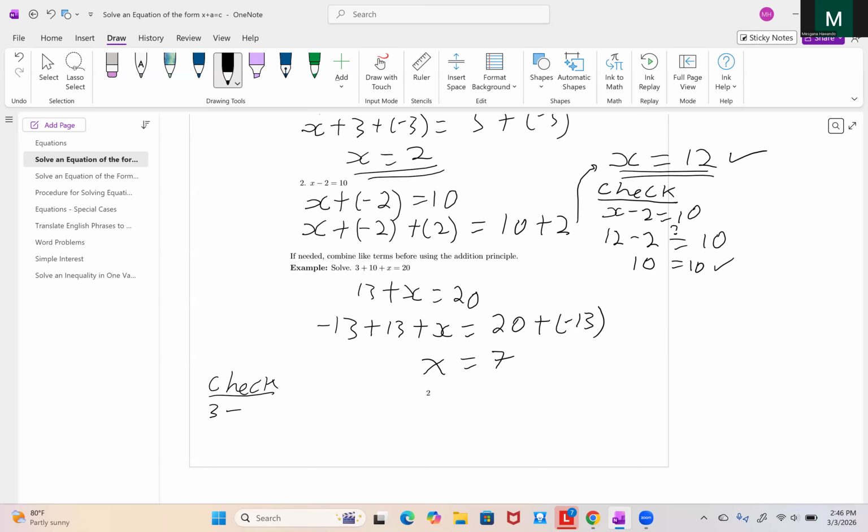3 plus 10 plus x is equal to 20. So this here is 3 plus 10 plus 7 equal to 20, with a question mark, since we are checking. 3 plus 10 is 13. 13 plus 7 is 20. 20 is equal to 20. This is a true statement, an identity. Therefore, x is equal to 7 is a solution.